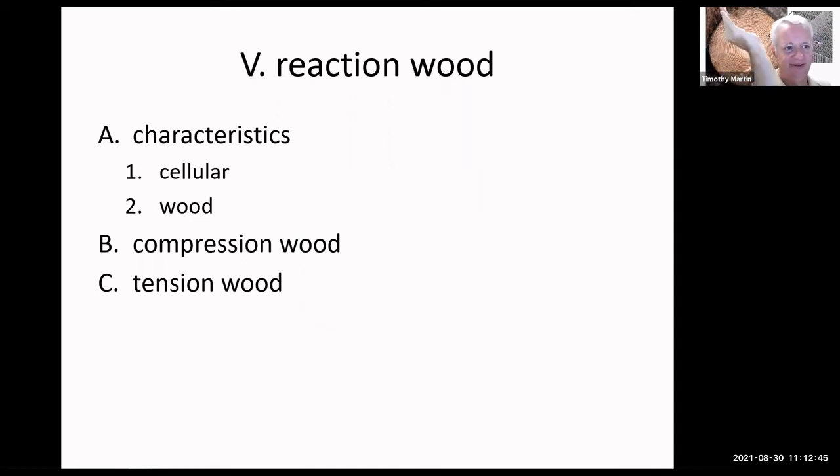Tension wood, on the other hand, is formed on the upper side of leans, on the upper side of branches, or on the upper side of leaning stems. Tension wood is formed only in angiosperms. So angiosperms and gymnosperms have different types of reaction wood. Both of them are natural responses to a lean, and basically are a compensatory response to strengthen structural support in a leaning stem or in a branch against gravity. But angiosperms and gymnosperms skin that cat differently, by forming either compression wood in gymnosperms or tension wood in angiosperms.